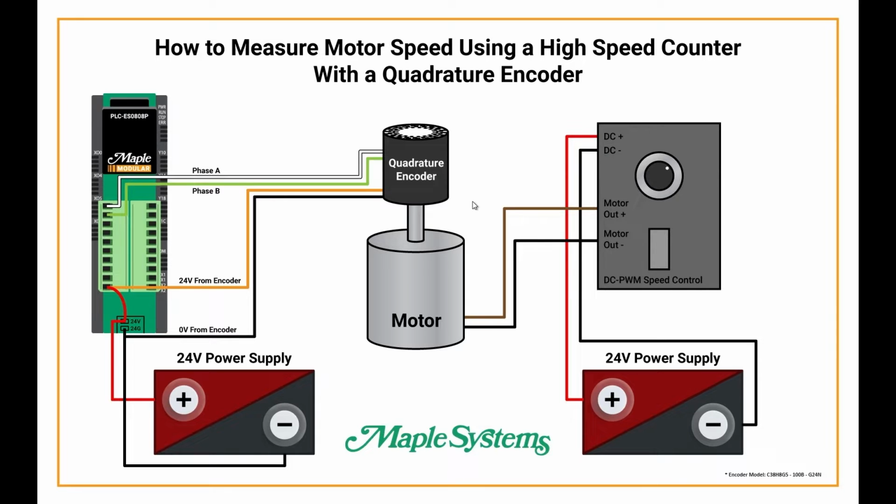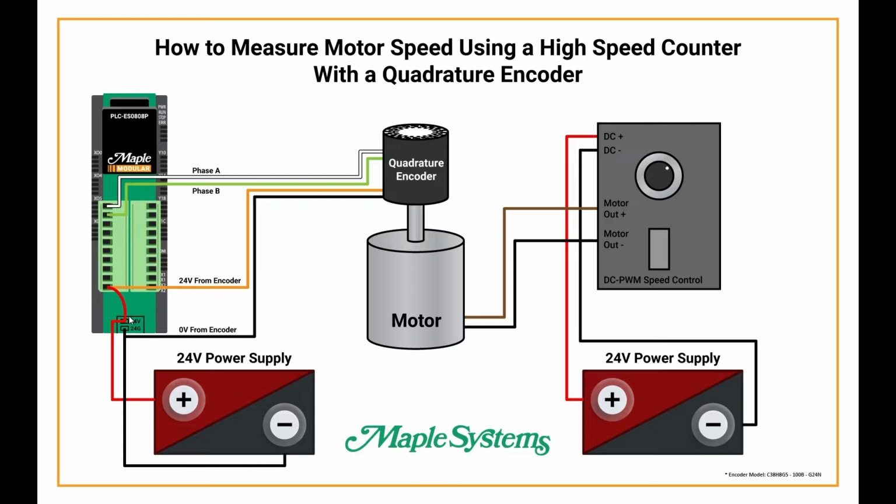A PWM speed control is controlling the speed to the motor, and a 4-wire rotary encoder, or Quadrature encoder, is measuring that speed and outputting to a Maple PLC. For the speed controller, DC plus and DC minus are going into a power supply, and the motor out plus and the motor out minus are going into the motor. Another power supply is supplying 24 volts to the PLC.